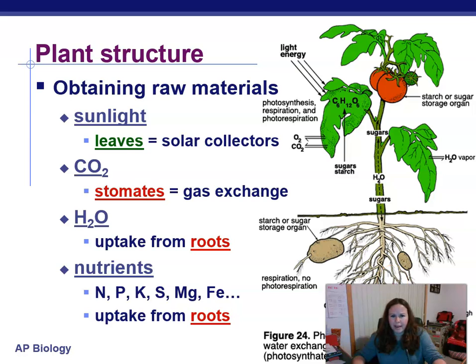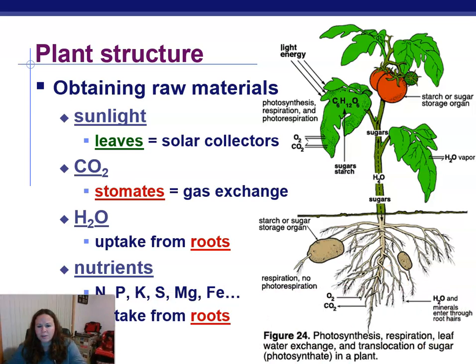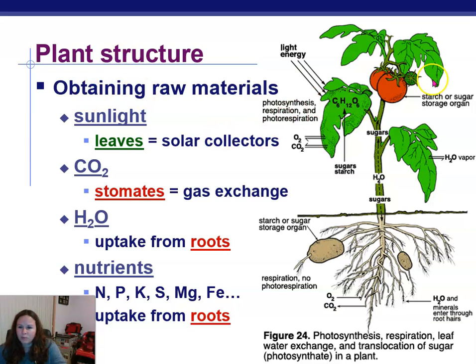So let's take a look at plant structure first of all. When we look at a plant, well, this is an interesting plant. We've got tomato on the top and potato on the bottom, right? Does such a plant exist? You'll have to look it up and find out. So we use our leaves to capture light energy. They're like big old solar panels receiving that light energy.